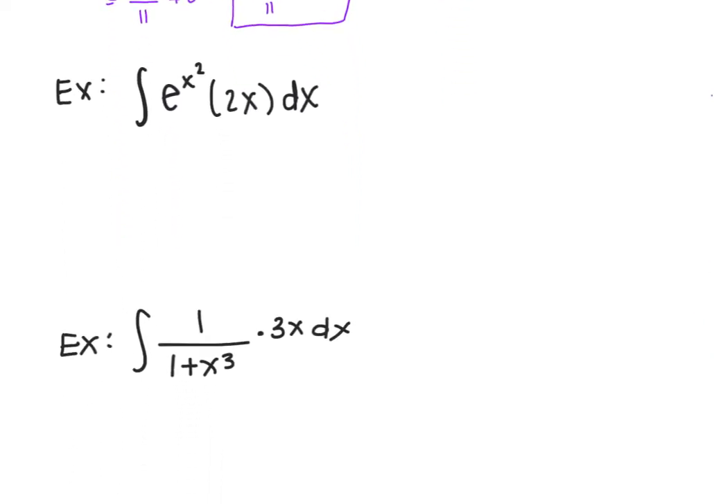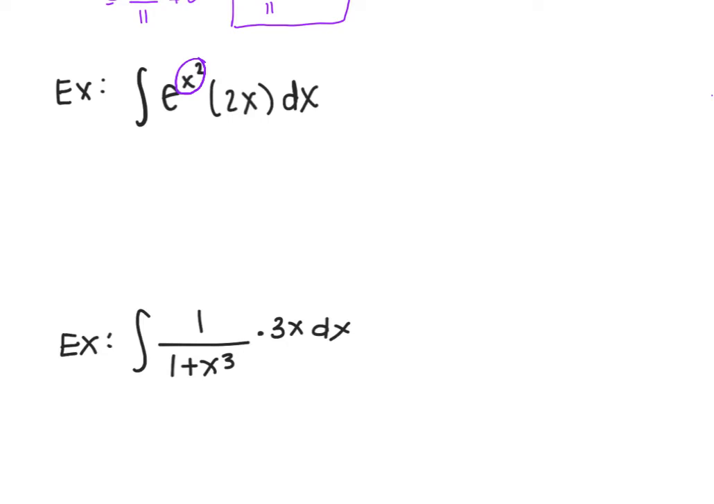e to the x squared times 2x dx. I'm going to choose the x squared, and the more of these you do, the more clear it becomes what u should be. But I'm going to look at x squared to be u, because I'm thinking in my head, what's the derivative of x squared? It's 2x. Oh, that looks good. The 2x's will probably cancel.